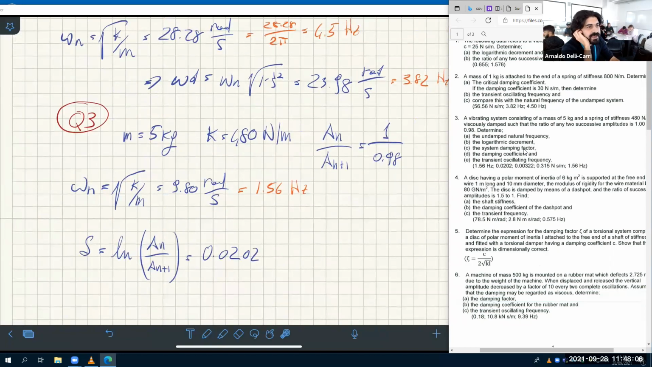All right, let's go back. We did A, we did B. What is C? The system damping factor. How do I find the damping factor? That would be zeta. How do I find zeta, having all these things? Come on, I'll give you a break later. We do this first.